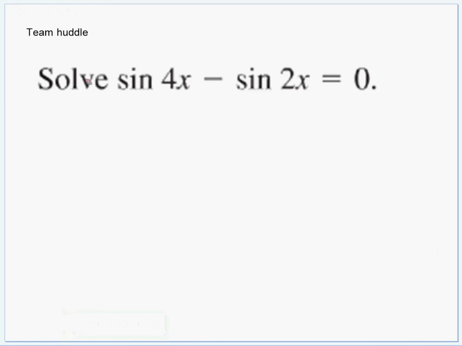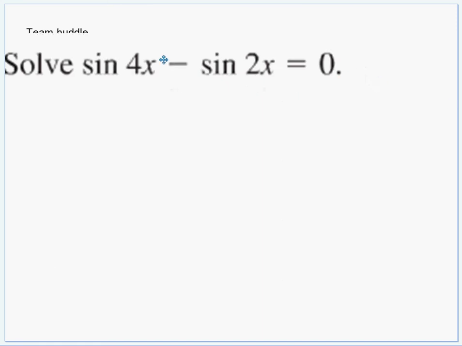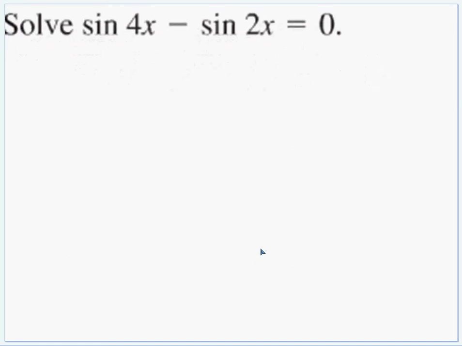Okay, I think it's time for a practice problem for you. So give this one a try. Sine minus sine, get it into a product, and then set each factor to 0. And start the video back up after you get your solution. See if your answers are right.